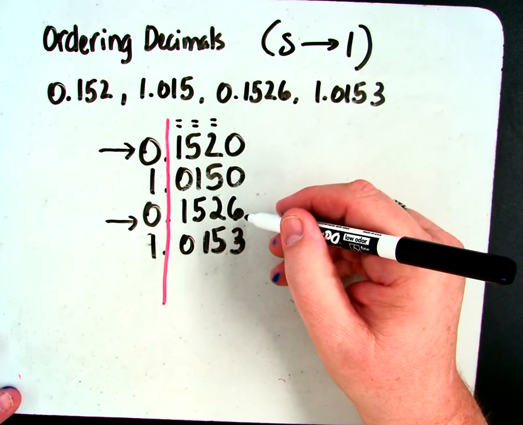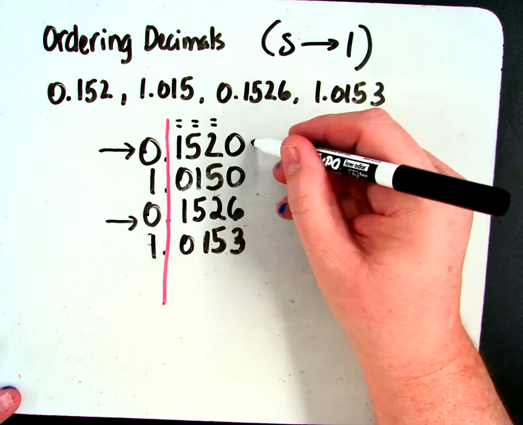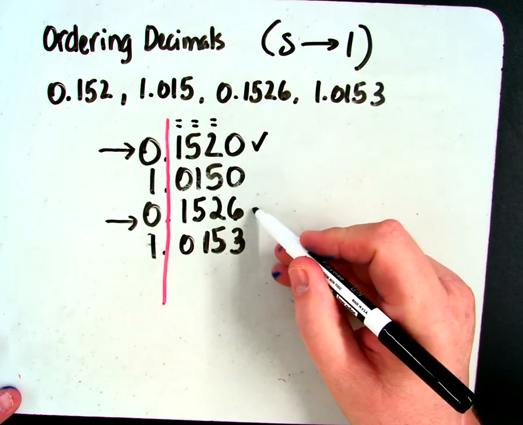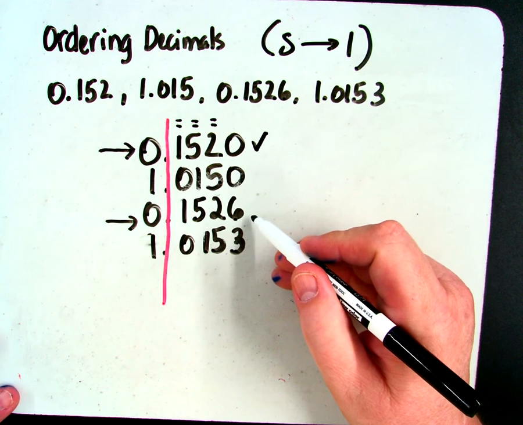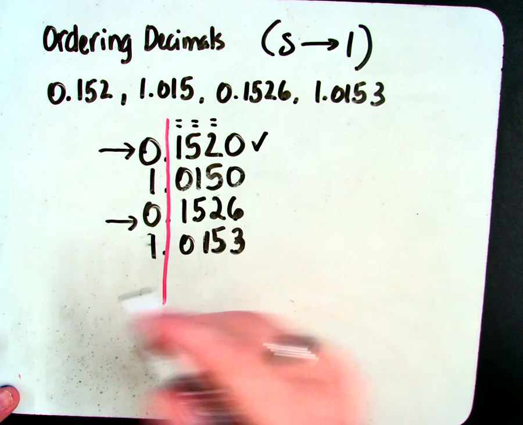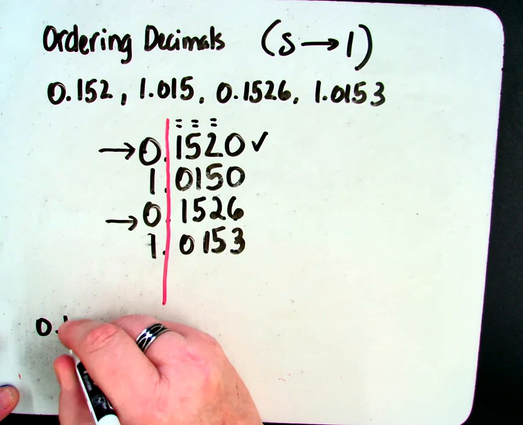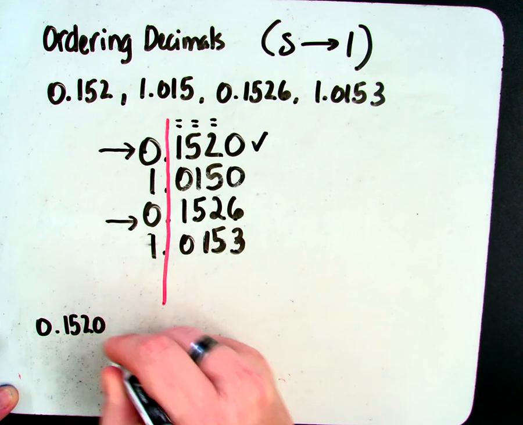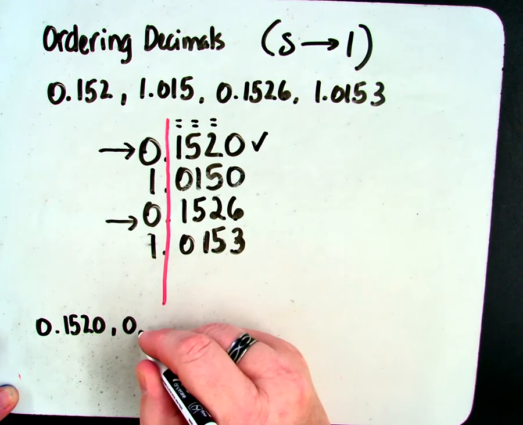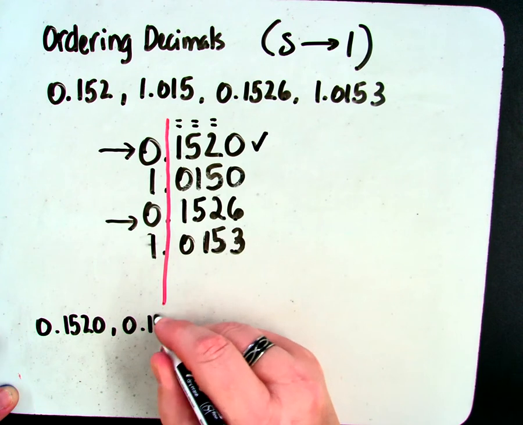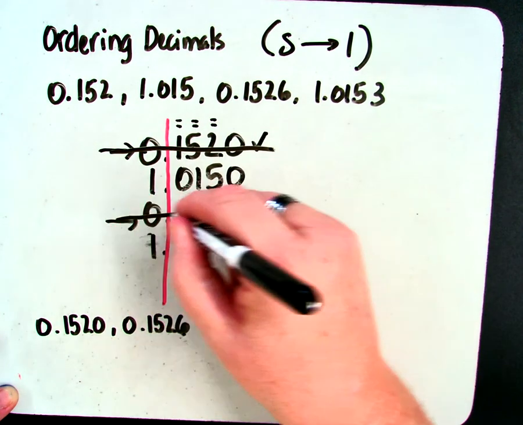Which is the smaller of the two numbers? A 0. So this entire number here is smaller than this number. So if we were ordering them in a smallest to largest pattern, this would be our first number, followed by the one we were comparing it to. So we've already ordered these two numbers.